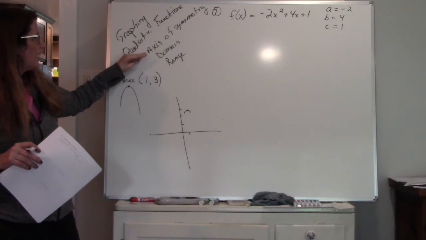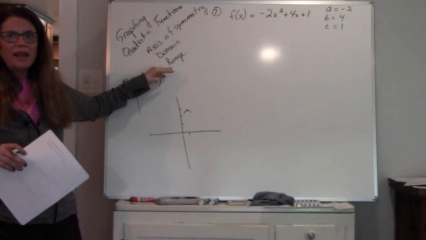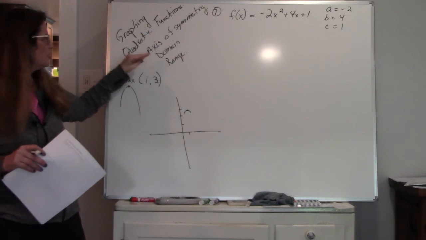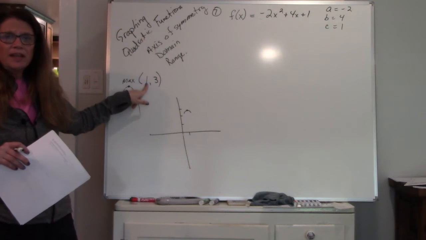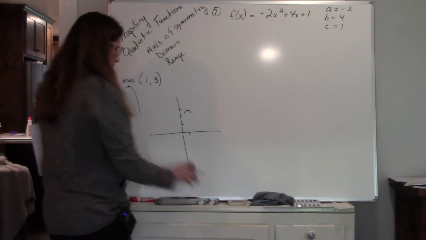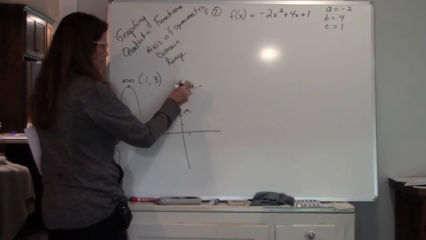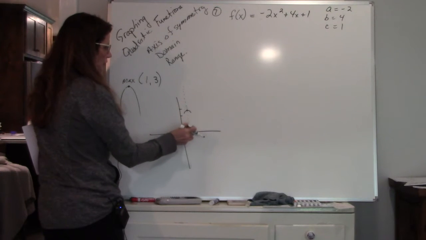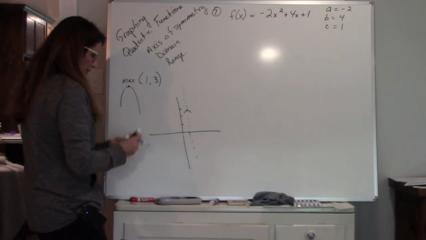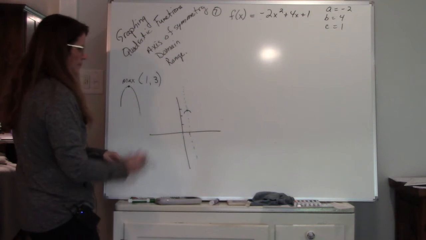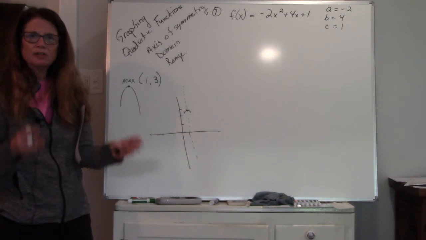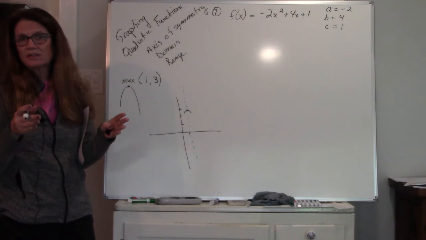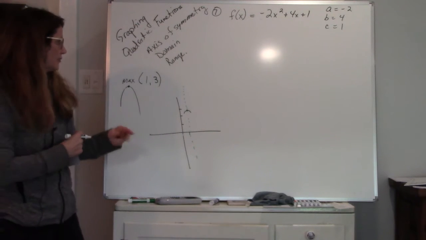Now we're going to find the axis of symmetry, the domain, and the range. All right, very easy to do. Axis of symmetry is just the x value. It's the pretend vertical line that goes through the vertex. It's a vertical line, and what that does is it splits your parabola into two equal pieces, or two mirror images of each other.